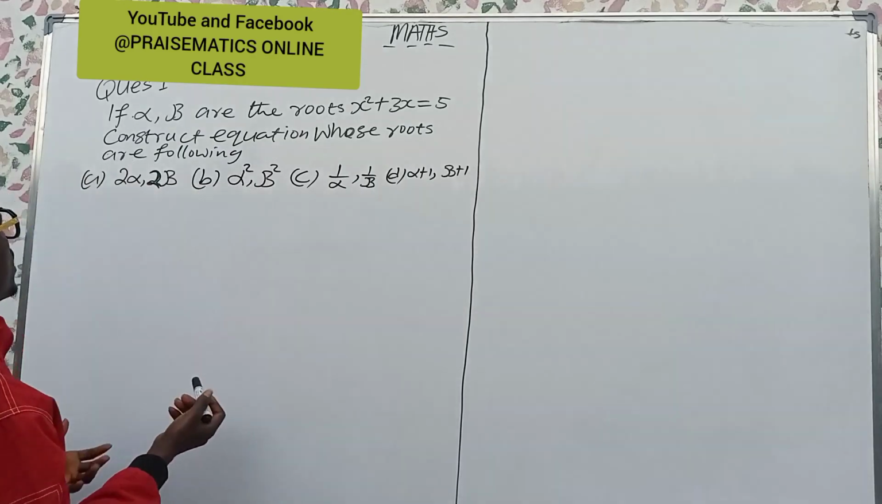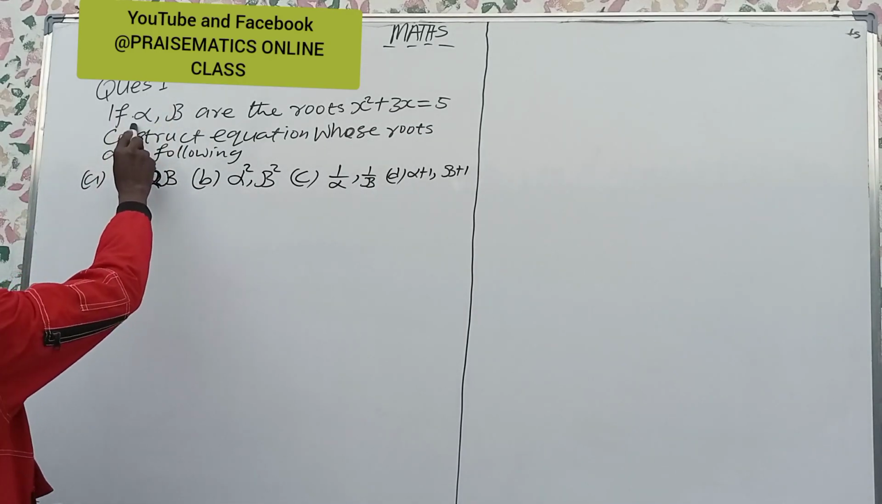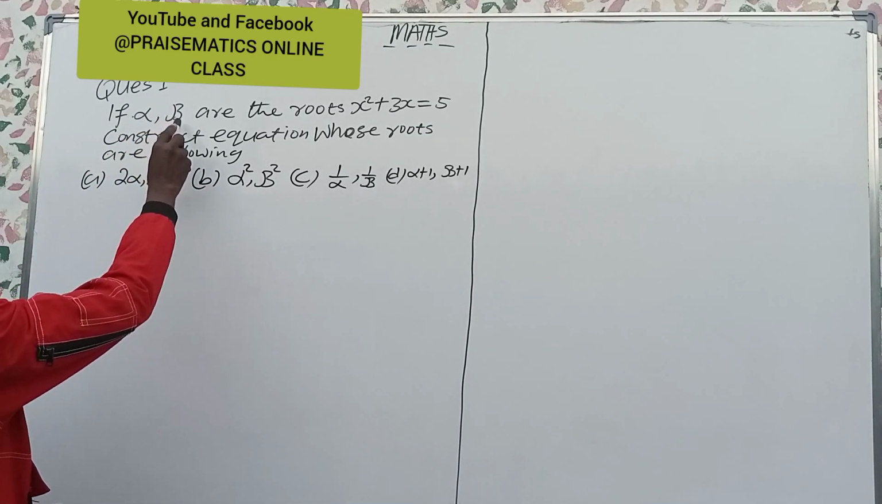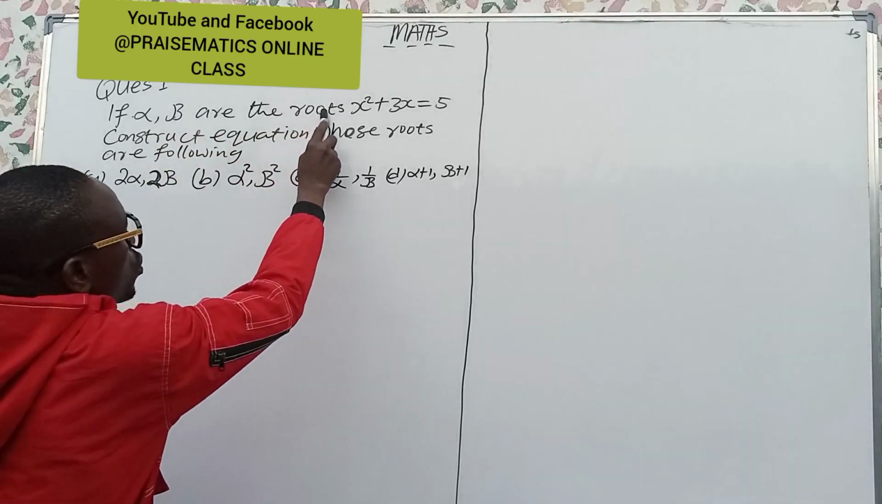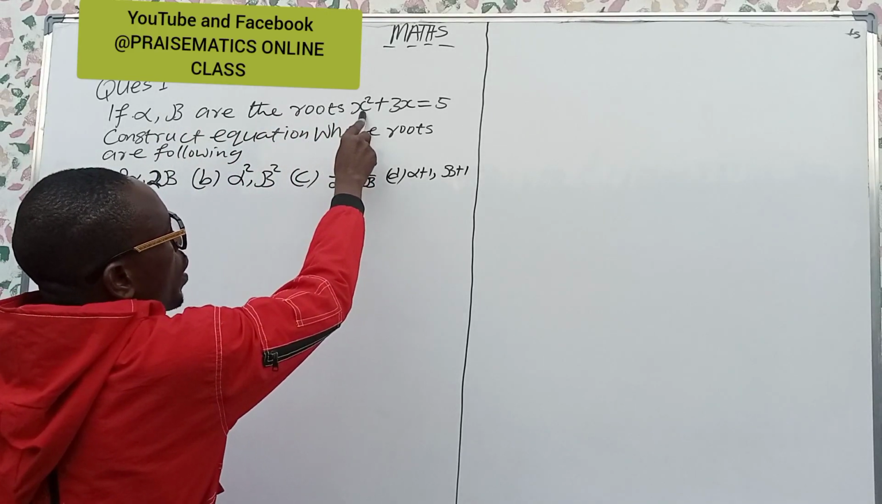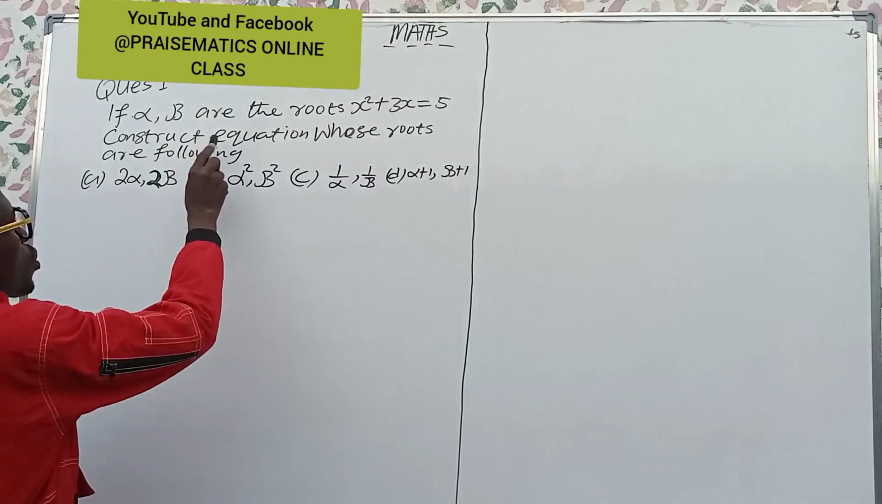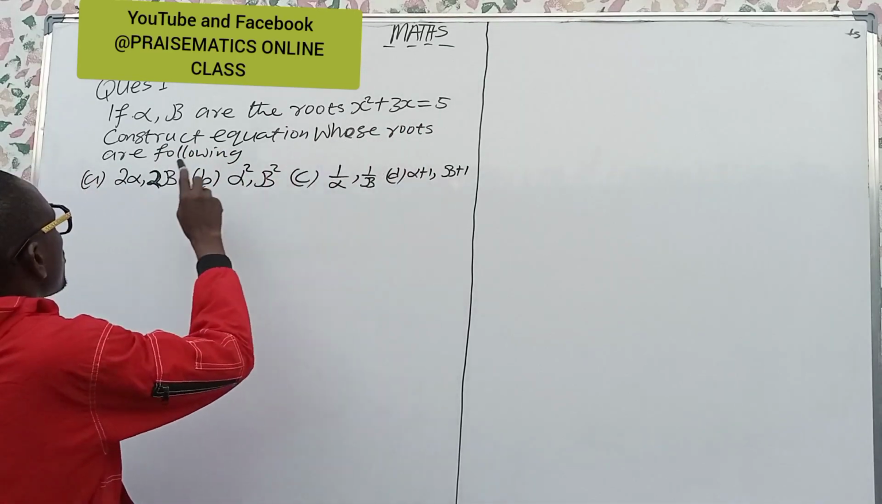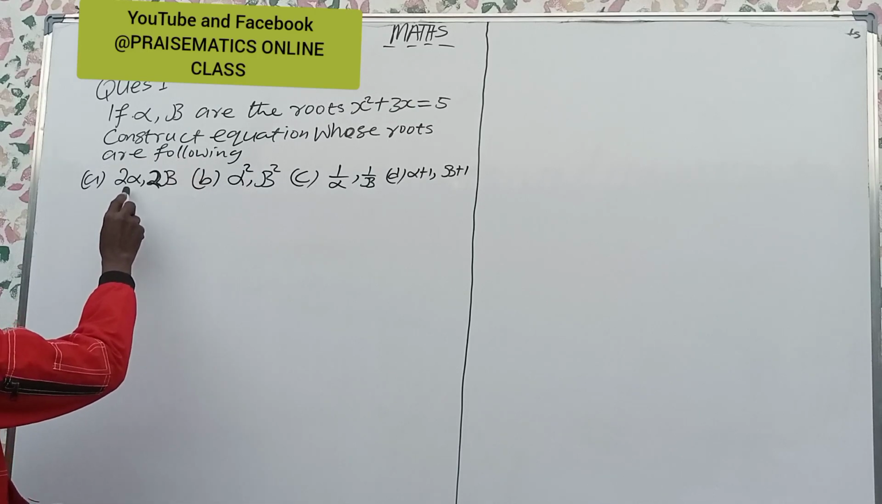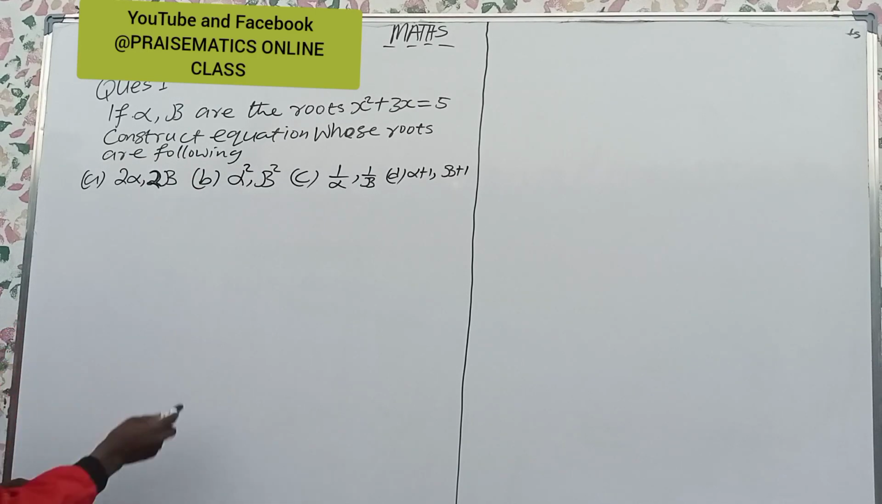And the question says, question 1. If alpha, beta are the roots of x squared plus 3x minus 5 equals 0, construct the equation whose roots are the following: A, 2 alpha, 2 beta.